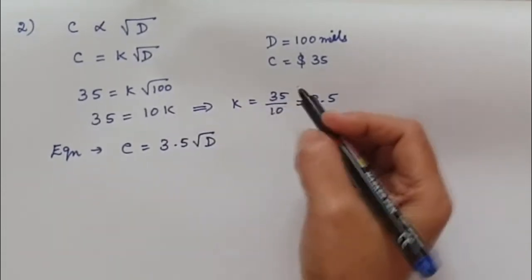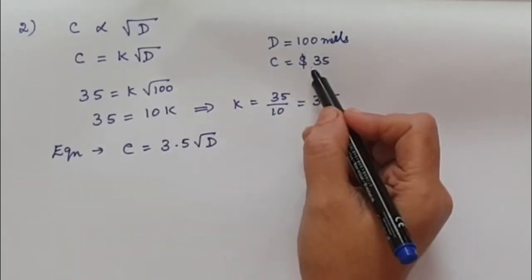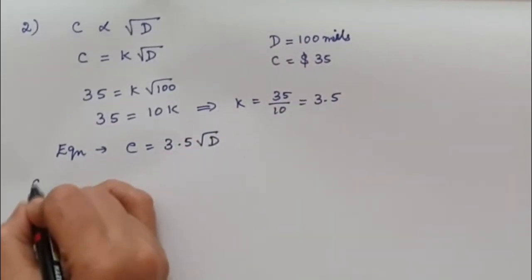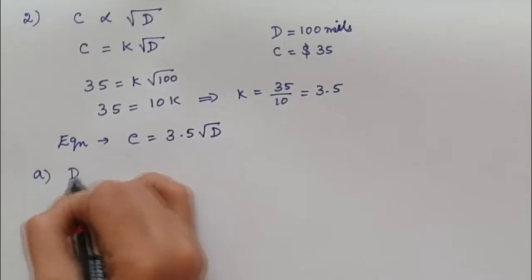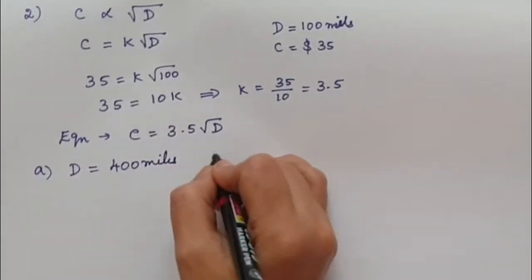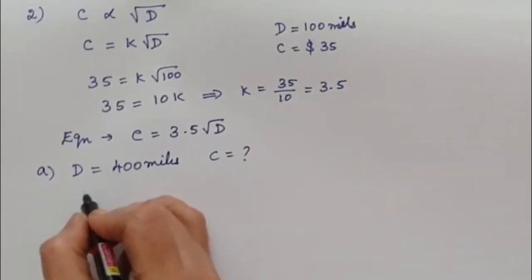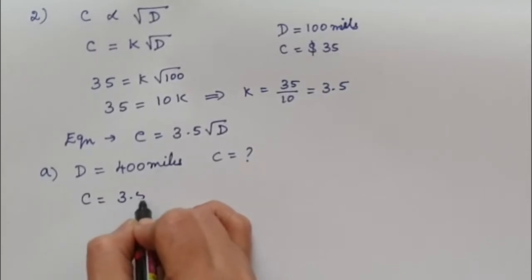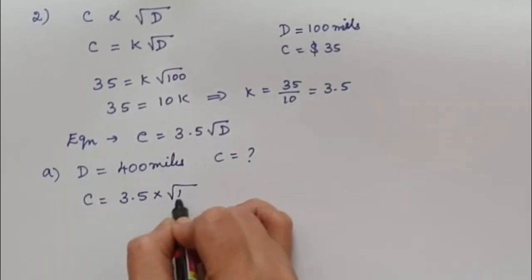So our equation will be C will be equal to 3.5 into square root of D. Always the first information which is given in our question, we use to find the constant of proportionality K. Now in our A part of the question, the distance is given as 400 miles, and we need to calculate the cost. So in order to do that, let us substitute in this equation. C will be equal to 3.5 into square root of 400.